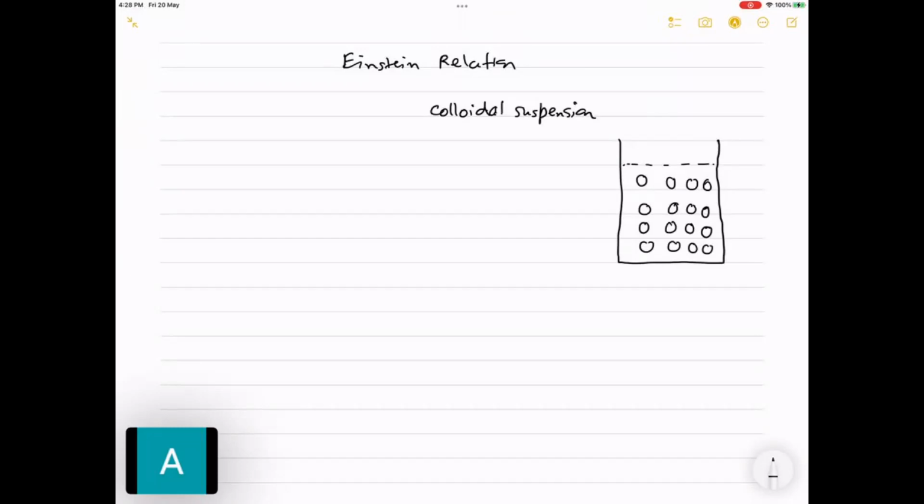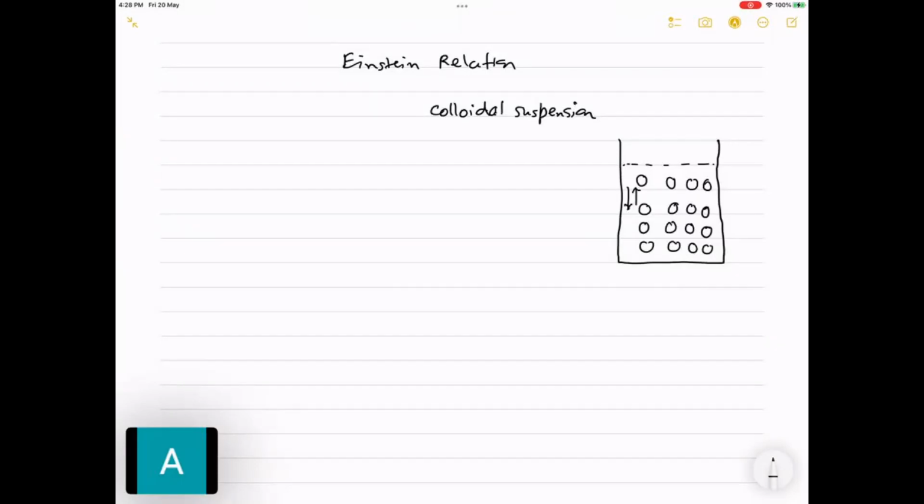So I will take the example of colloidal suspension. Since there is no sedimentation, even if particles are moving, they have to move in such a way that whatever number of particles are going downward, the same amount of particles have to also go upward. Only then this solution will not sediment. There will not be accumulation of particles anywhere, either at the top or at the bottom, right? So in order to derive the Einstein relation, I'm taking the example of colloidal suspension.